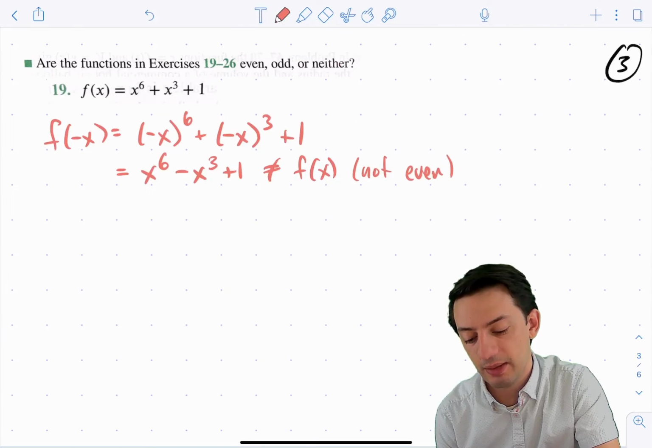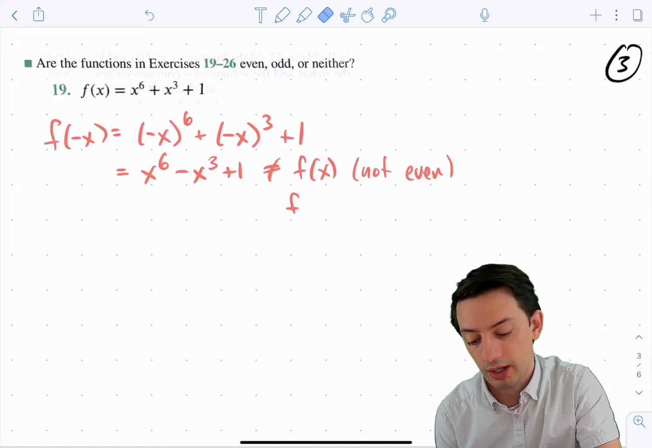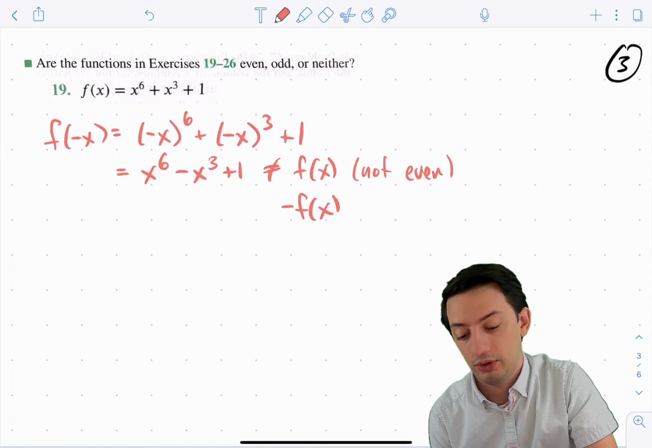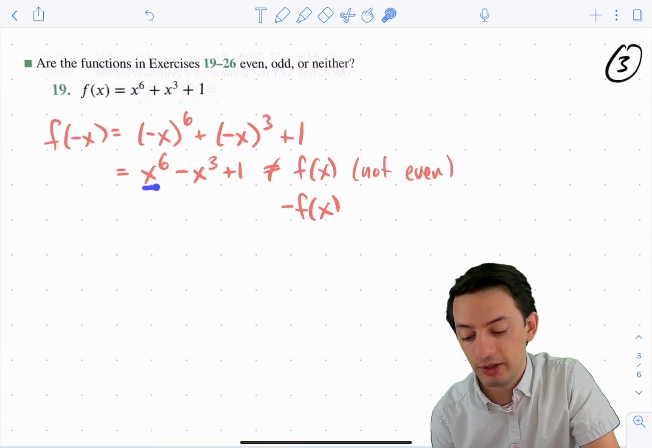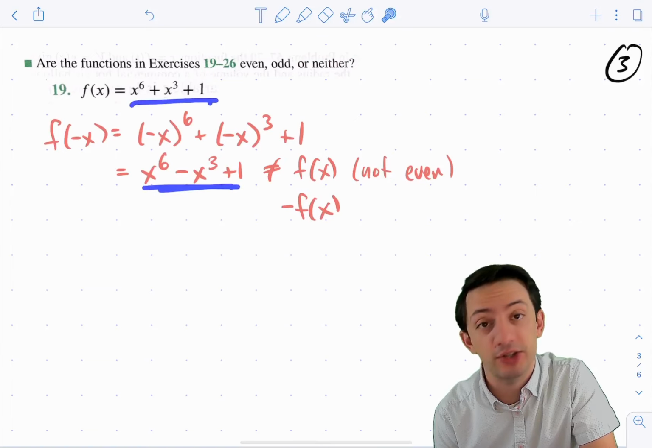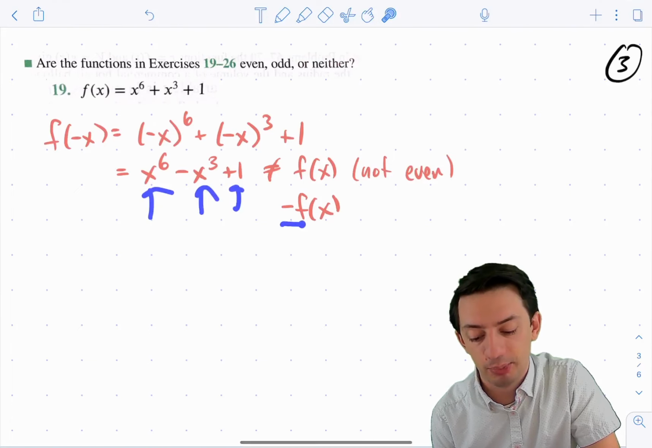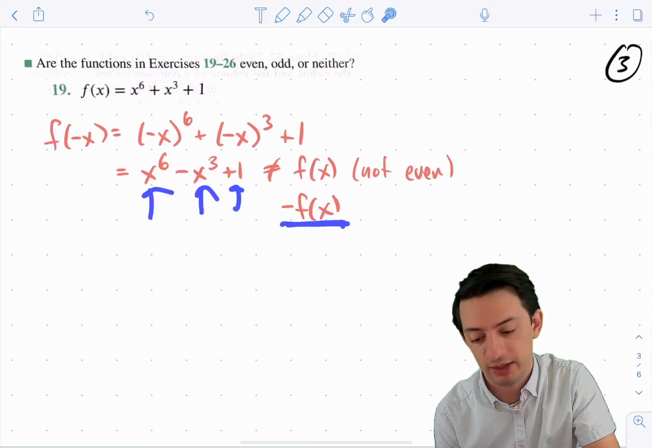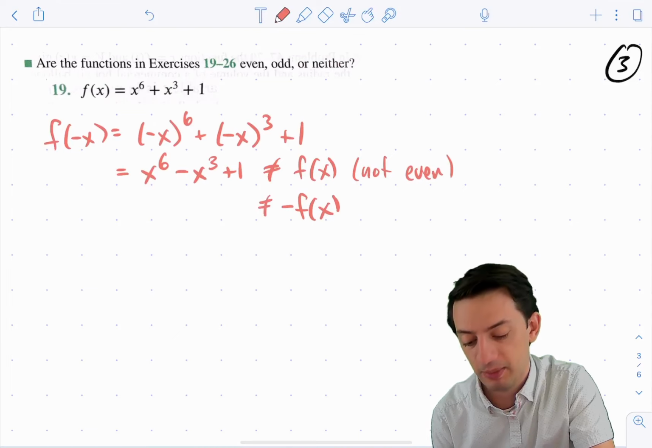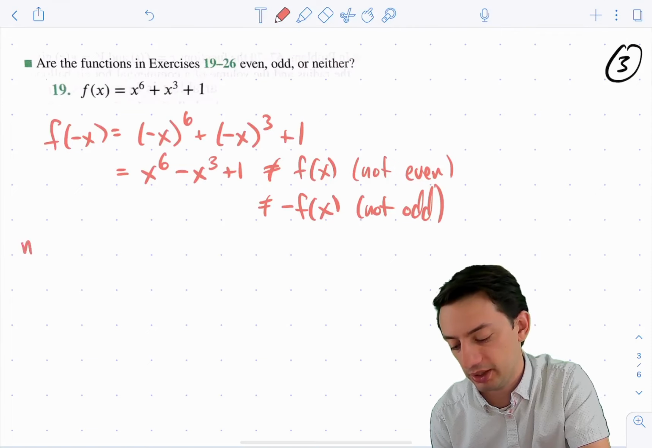Is this the same as if I took negative f of x? No. That would mean each one of these terms had to be the negative of what I started with. And the x cubed is, but the other ones aren't. So this is not perfectly negative f of x. So it's not that, and that means it's not odd. So simply, it's neither.